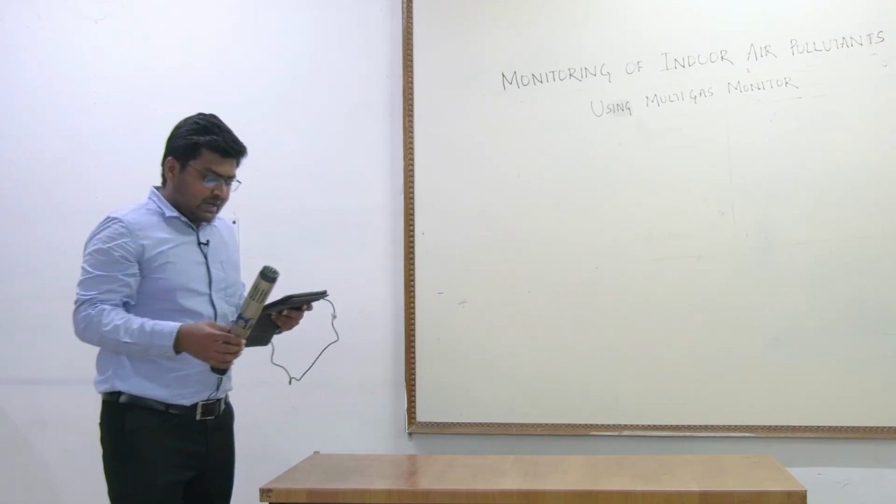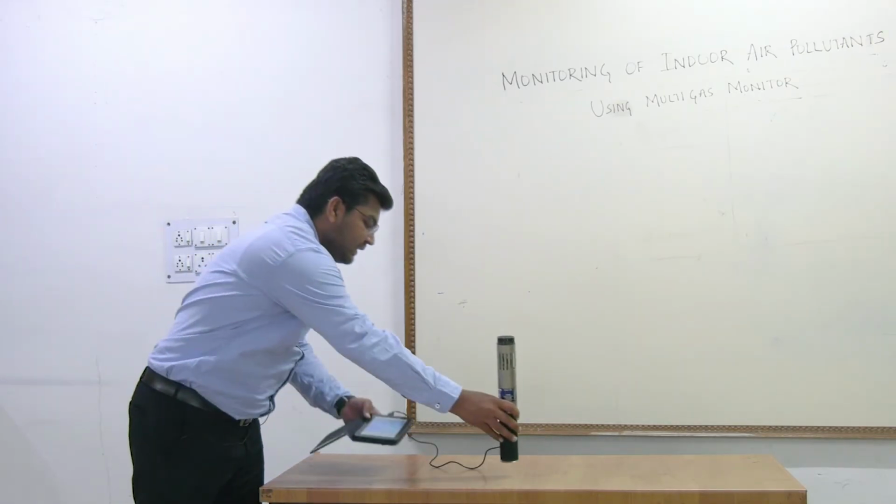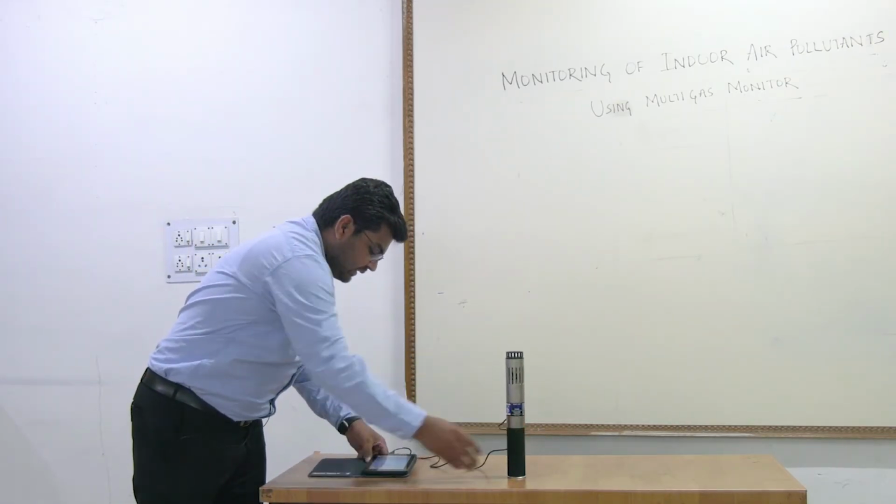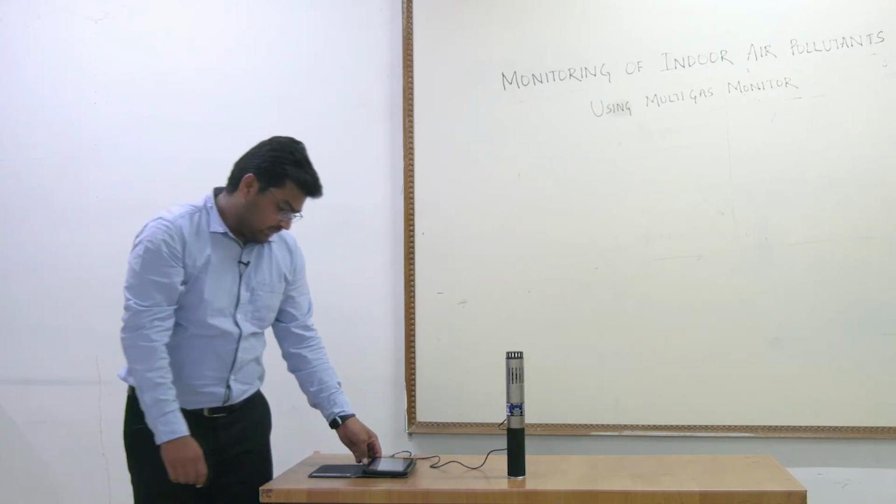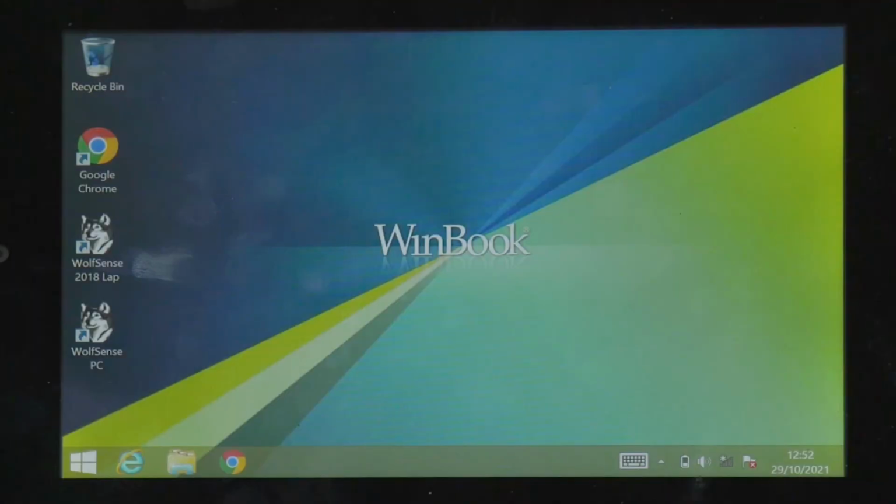Next I will tell you how we take the readings in this particular software. This is the tablet provided by Grey Wolf, and a particular software is installed. You can see Wolf Sense 218 Lab and Wolf Sense PC. These two software have been provided by the Grey Wolf company, and they are installed in this tablet. Now I will connect the probe with this tablet using this USB cable. Now I have connected it.